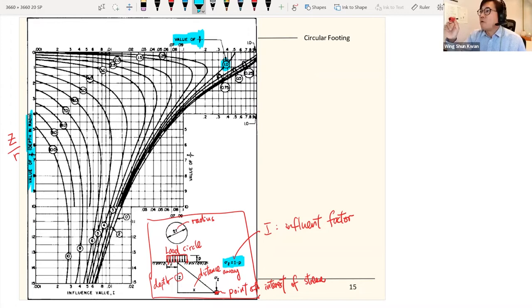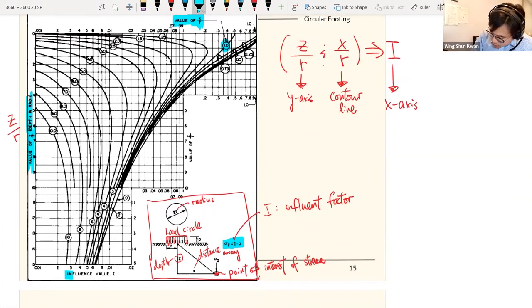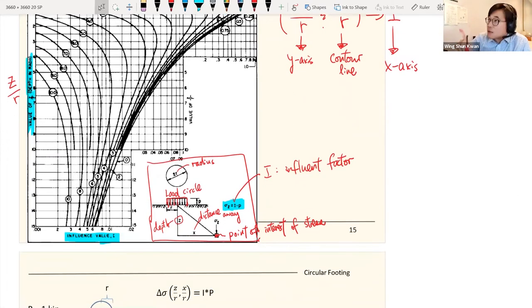So if you know both the ratios Z over R and X over R, this will give you the I value, because knowing these two values gives you an intersection point. We can do examples together. You know the y-axis value, and then you know which contour line to stop at. So this is the y-axis, and this is the contour line. The intersection gives you the x-axis, and whatever you read there is your influence factor. And be very careful, this is a log scale.